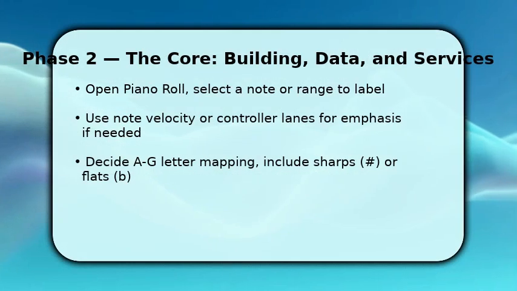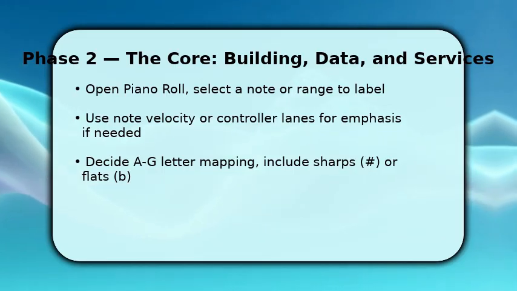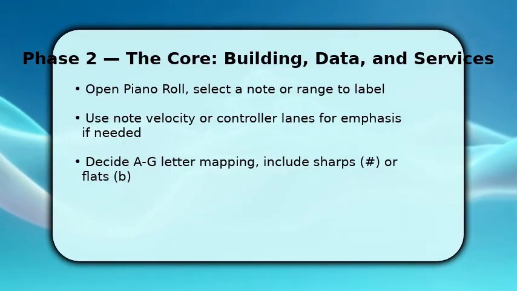You now work inside the piano roll. Select a single note or a range you want to label. Open the note velocity or articulation lanes to add emphasis markers that match your letter annotations. This helps the ear when reviewing.